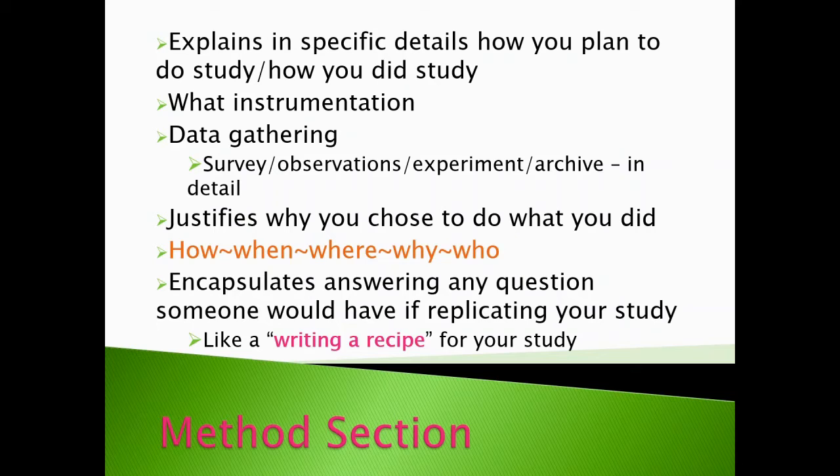You want to talk about what instrumentation you used. You want to talk about how you gathered your data. This could include surveys, observations, experiments, archive data, secondary data, whatever it is that you used. You also want to be able to justify why you chose to do what you did. So you want to be in absolute detail, and you want to sometimes explain why you've done that. Basically, you want to always be telling the readers the how, the when, the where, the why, and the who that you worked with.